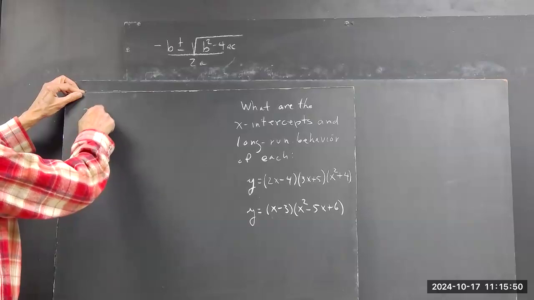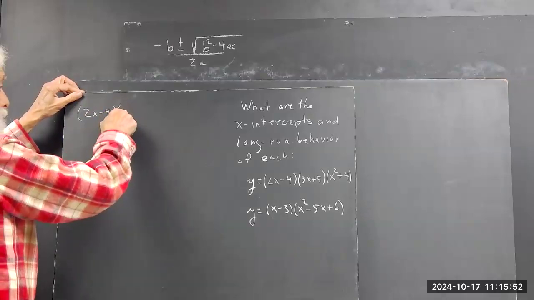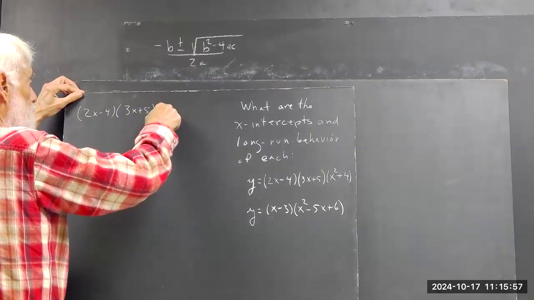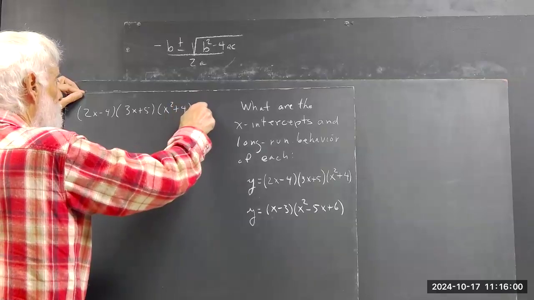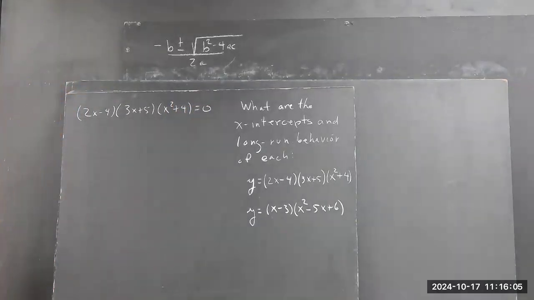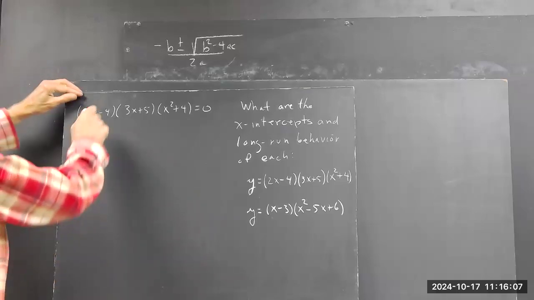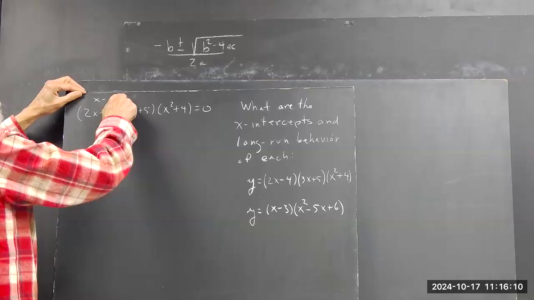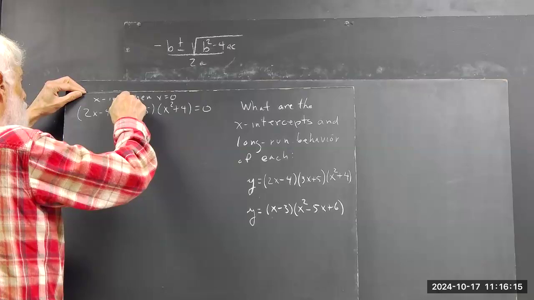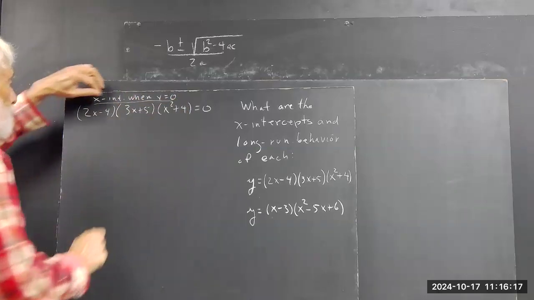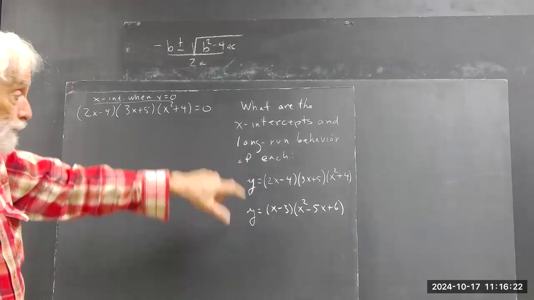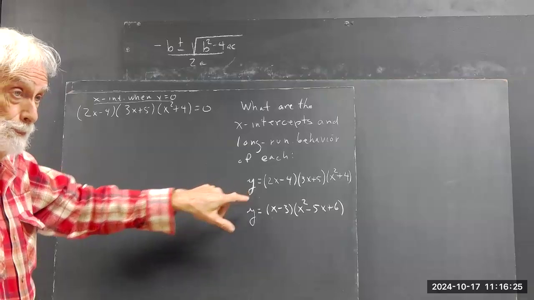We have 2x minus 4 multiplied by 3x plus 5 multiplied by x squared plus 4 equals 0. Now there's some words you could write before that. X-intercepts: on a curve, that's when y equals 0, right? If every time you work one of these problems you write this out, then you'll know to write this equation, because that's what you get if you let y equal 0.